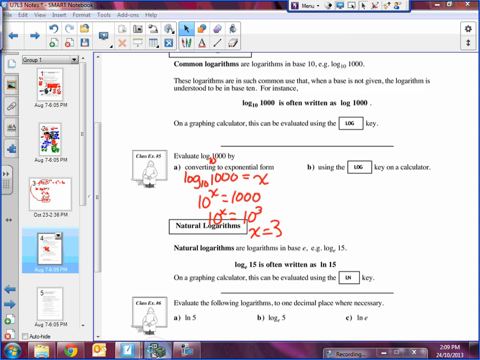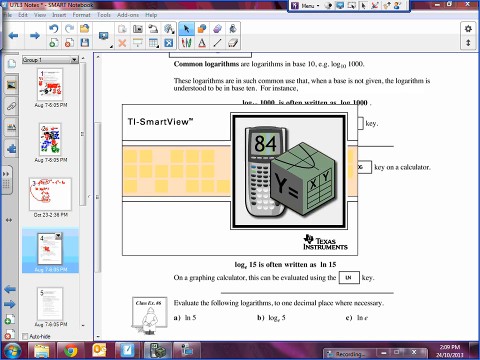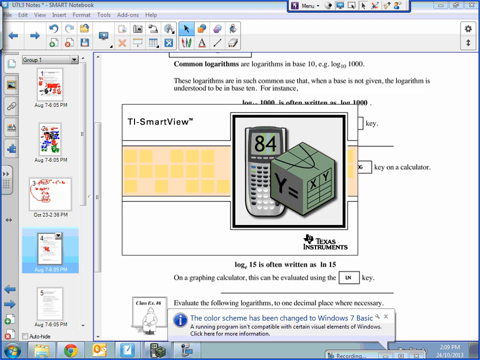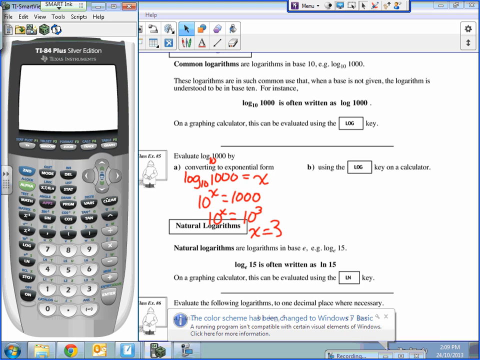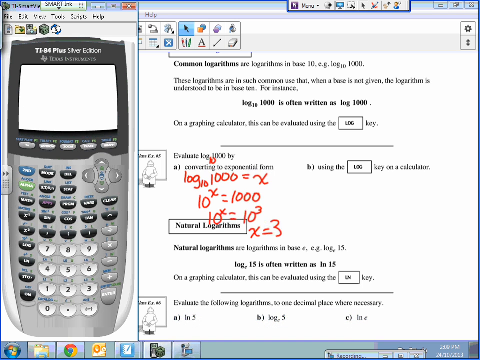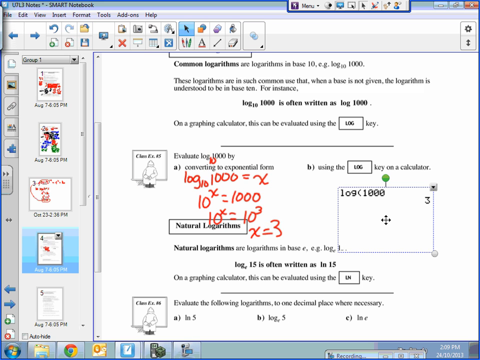Okay. And then, like I said, also yesterday, you could do this all on your calculator. It's a lot faster. So if it's a base 10, all you have to do is go log of 1,000, enter, and it'll be 3. Okay. But if it had a base? If it had a base, then you would go log of 1,000 divided by log of your base.